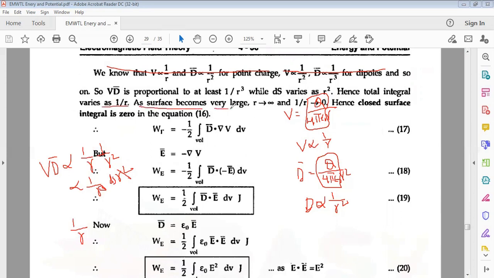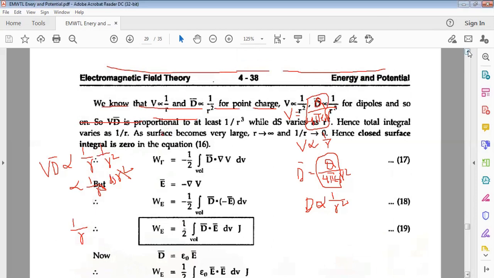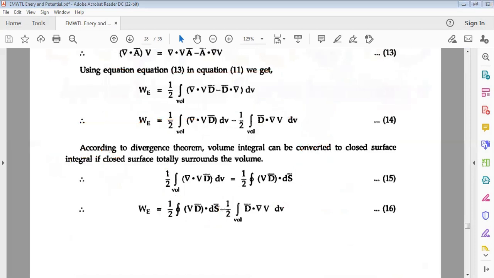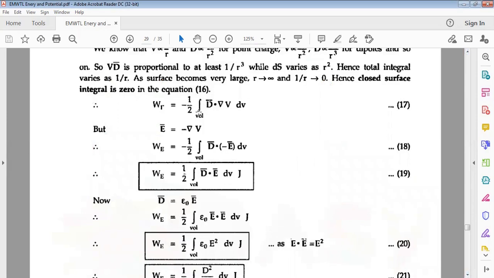As the total integral varies as 1 by R, as the surface becomes very large, R tends to infinity and 1 by R tends to 0. The closed surface integral is 0. The first term of the equation becomes a 0 value. And the second term is there: minus 1 by 2, the volume integral of D bar dot del V into dv.